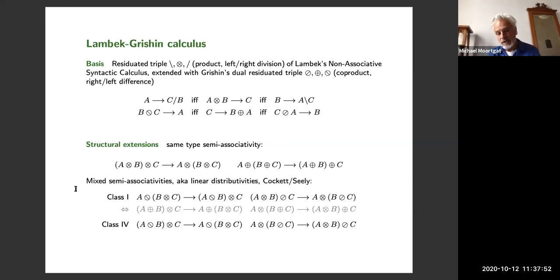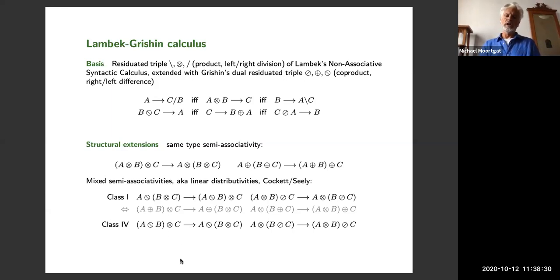And then the interesting case here is that there are also mixed semi-associativities, which in the linear logic literature are known as linear distributivities. And they come in Grishin's terminology in different flavors. They are either the class one or the class four postulates. The class one postulates are probably what's most familiar to you: you have a co-product which is dominated by a product, so which is under a product operation. And then the class one semi-associativity allows the co-product to actually win over the product. It moves up.